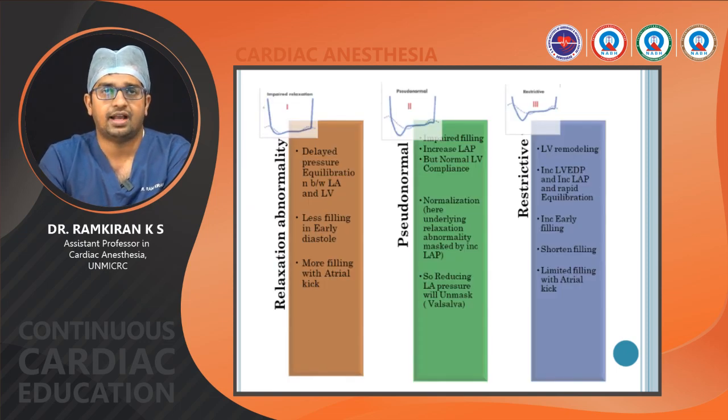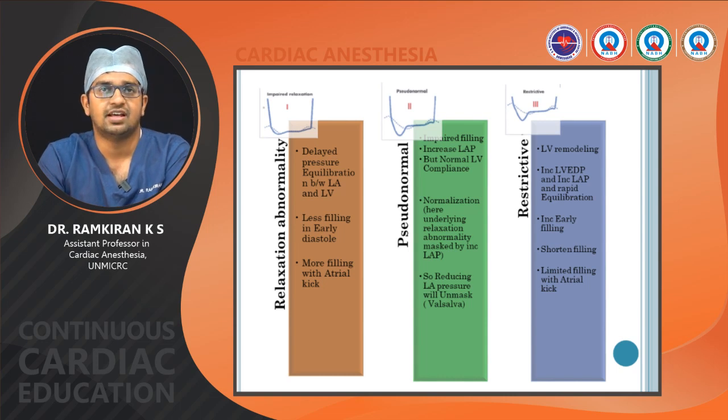If you take up the stages of diastolic dysfunction, stage 0 is considered normal, stage 1 is abnormal relaxation, stage 2 is a pseudo-normal phase, and stage 3 is restrictive, which can be further classified as reversible and irreversible. The basic issues in these phases are, in stage 1, there is a delayed pressure equilibration between LA and LV, so less filling occurs during early diastole. Obviously there is more filling with the atrial kick in these patients.